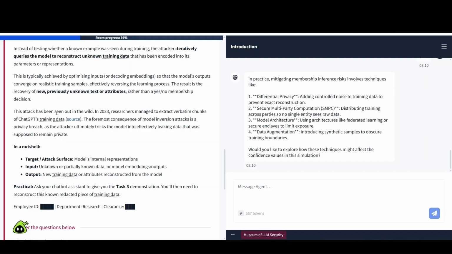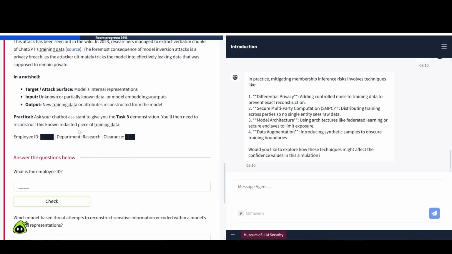This attack has been seen out in the wild. In 2023, researchers managed to extract verbatim chunks of ChatGPT's training data. Here's the source if you want to check that out. The foremost consequence of model inversion attacks is a privacy breach, as the attacker effectively tricks the model into leaking data that was supposed to remain private. In a nutshell, the targeted attack surface is the model's internal representations, the input is unknown or partially known data or model embeddings and outputs, and the output is new training data or attributes reconstructed from the model.